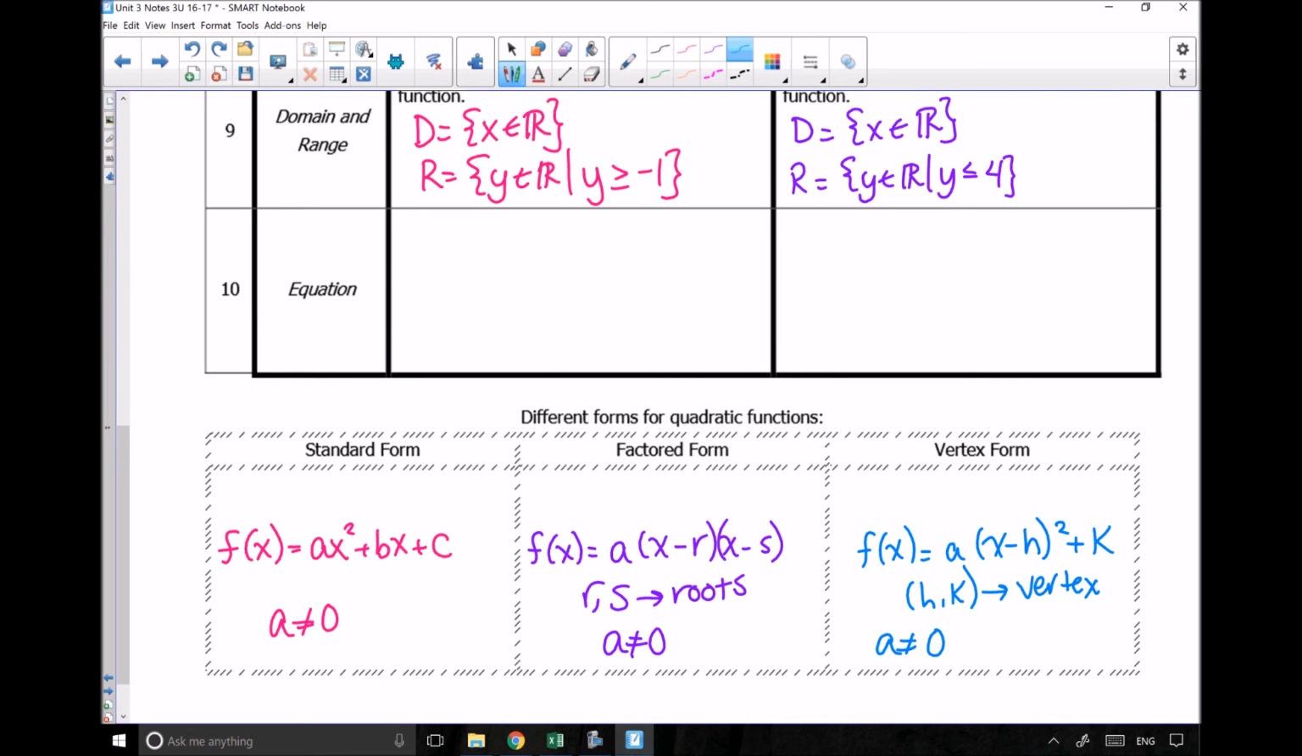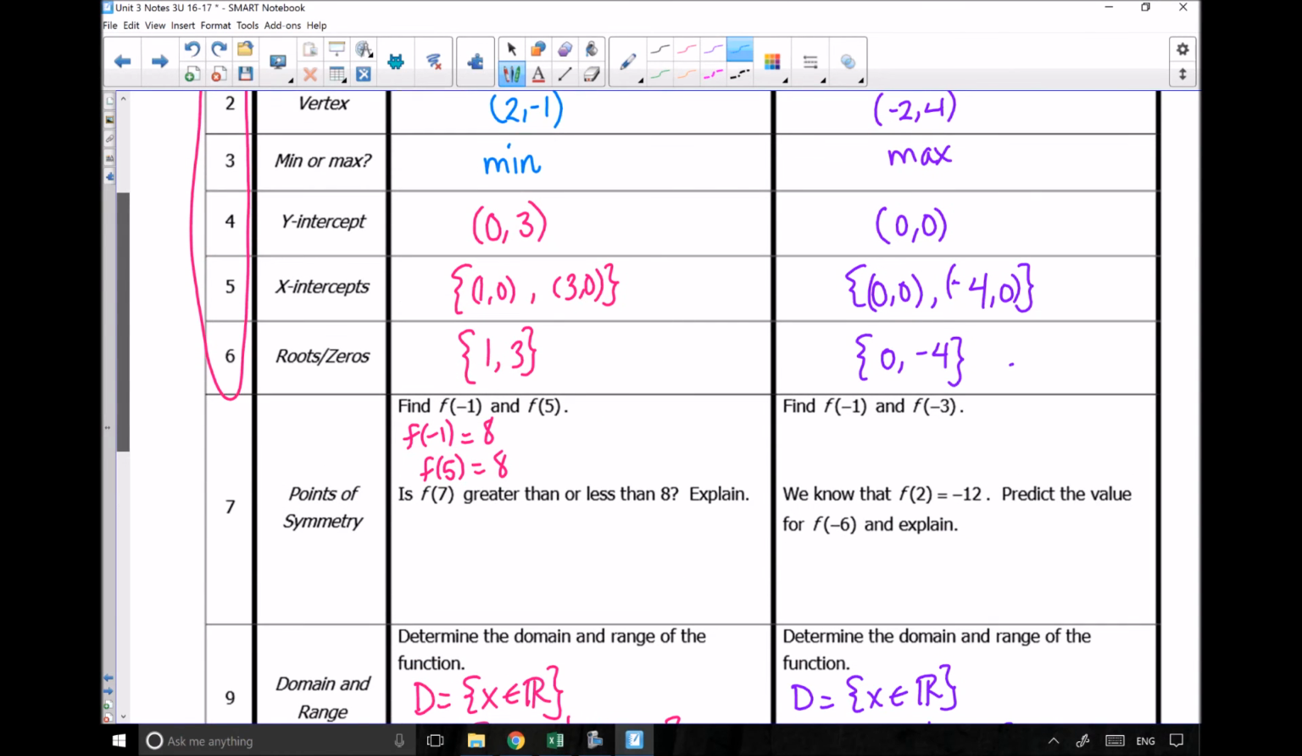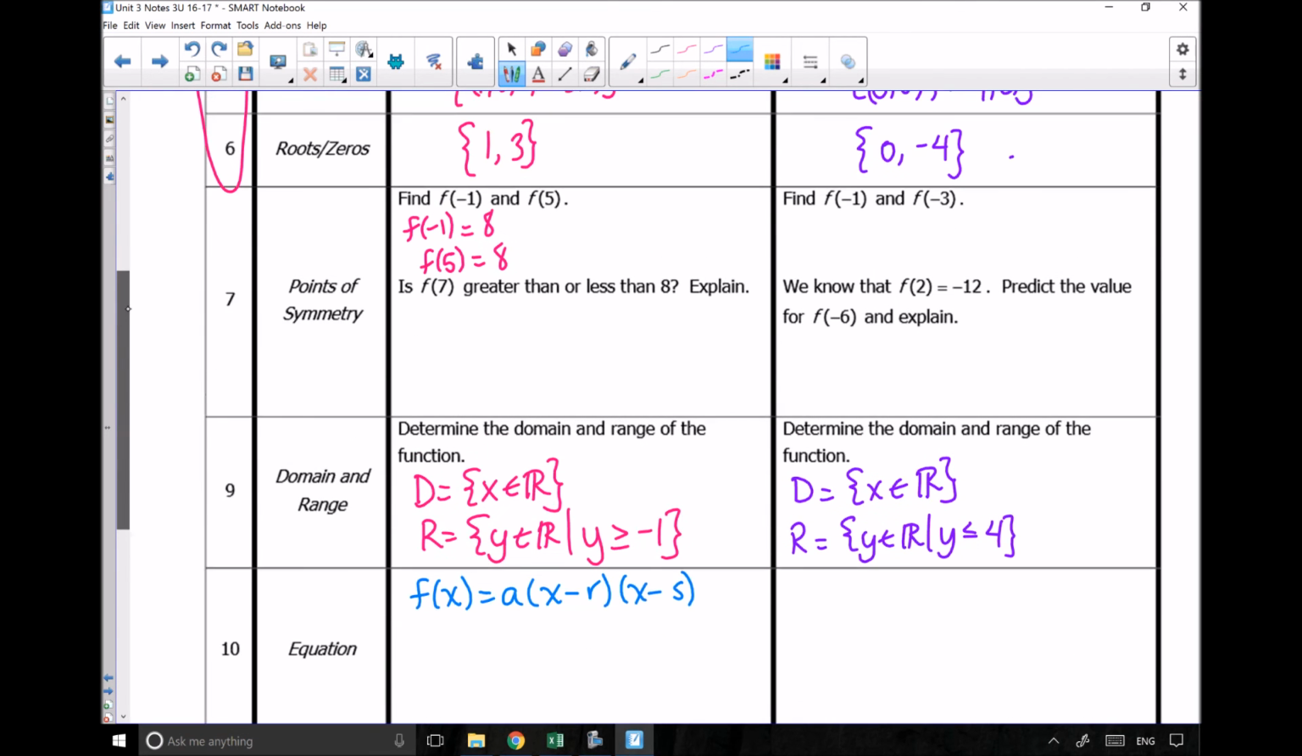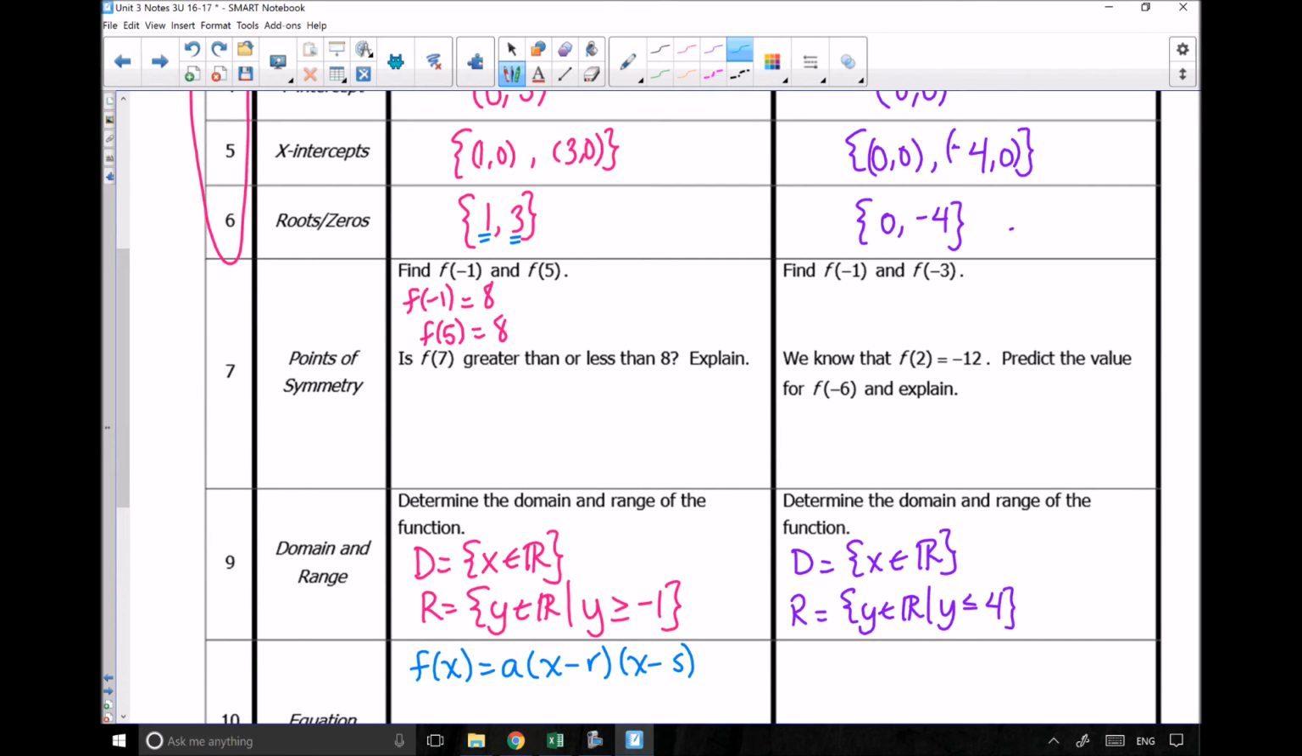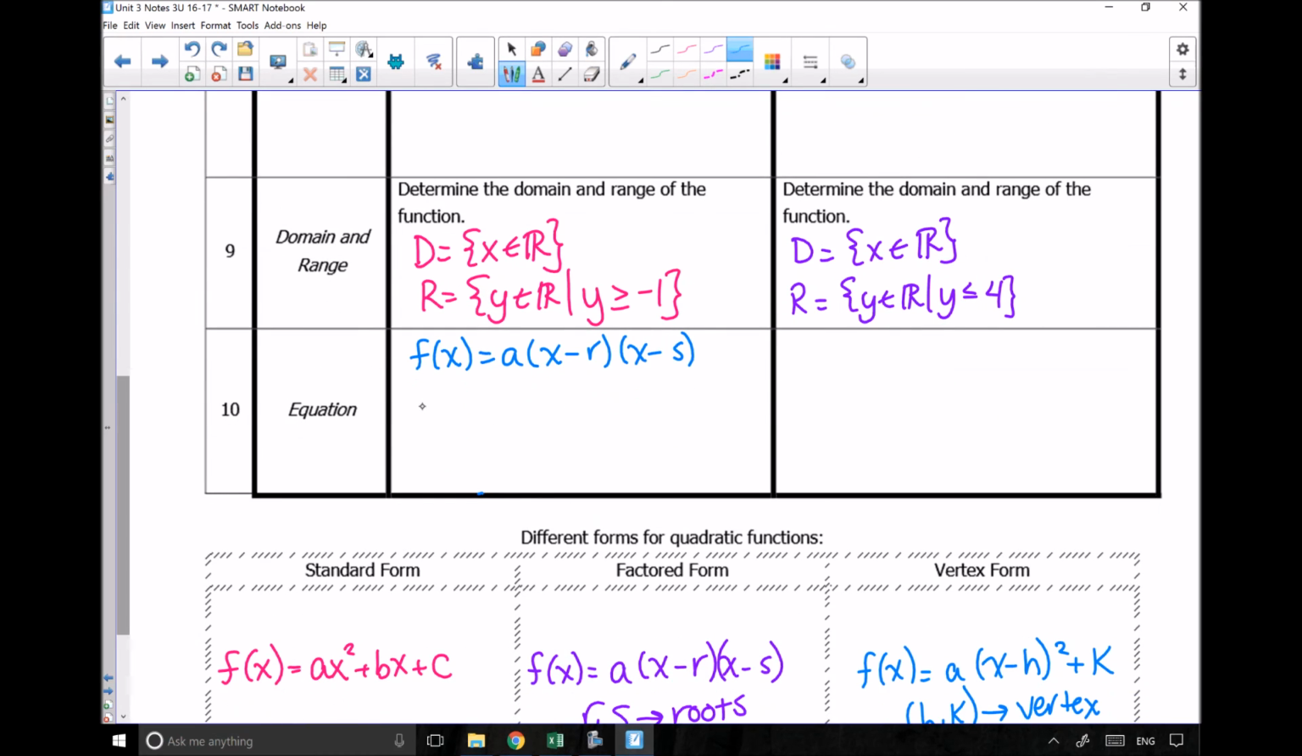So factored form says f of x is equal to a times x minus r times x minus s. But here we know that r and s are our roots. So if you take a look right here, we figured out that our roots were 1 here and 3 here. So we know for a fact that our equation is going to say f of x equals some a value times x minus 1 times x minus 3. But I need to figure out what the a value is. So I need to plug in any point other than a root to solve for a.